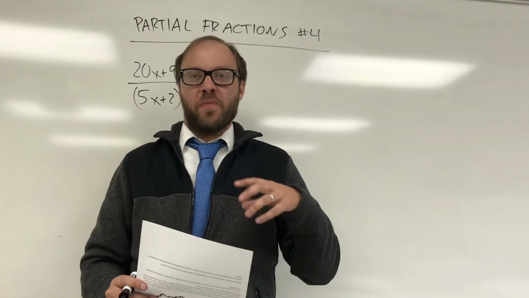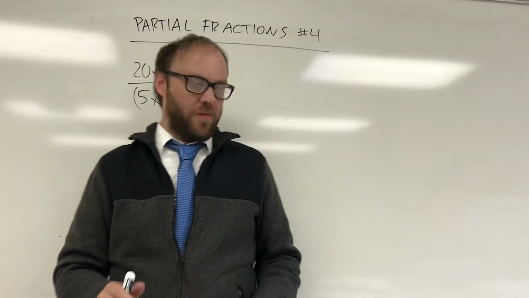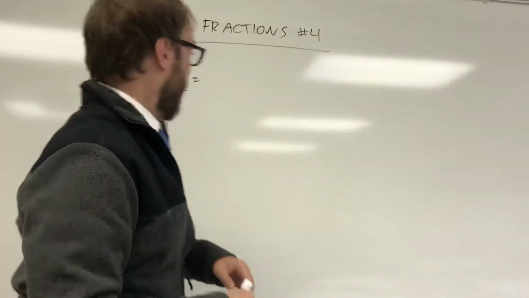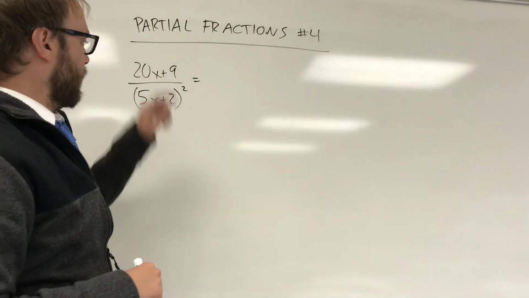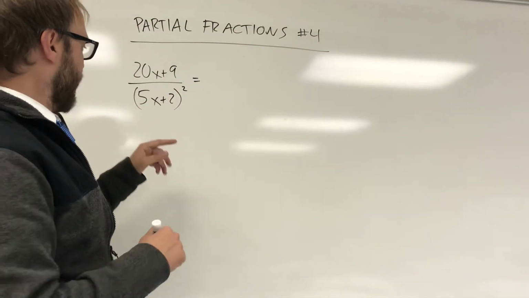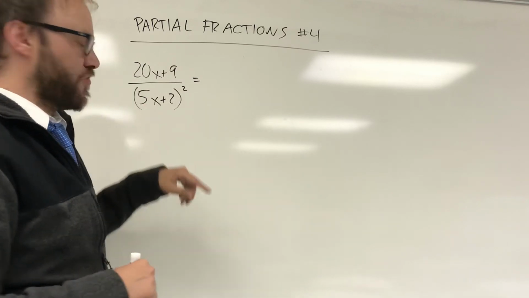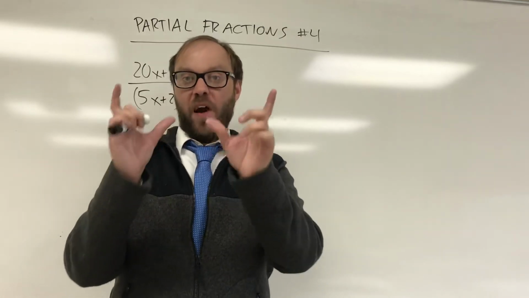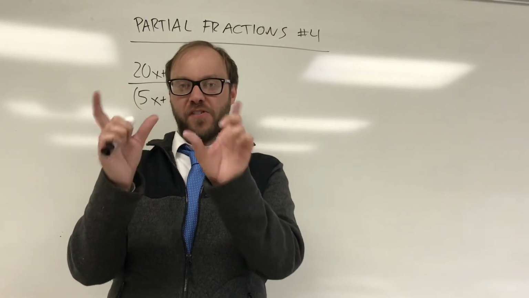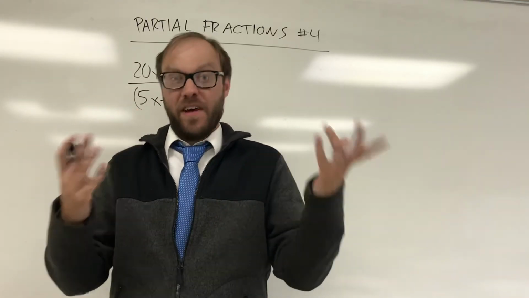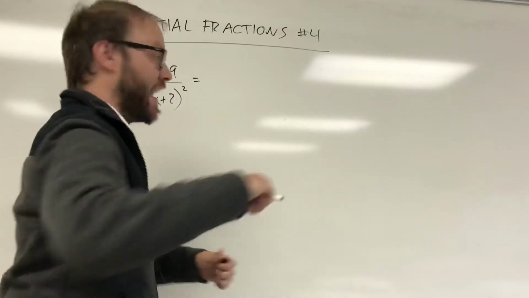I had some questions about number 4 on the partial fractions worksheet, so I want to take a look at that one right now. The original fraction was 20x plus 9 over the quantity, I think it was 25x squared plus 20x plus 4. It's a perfect square. I factored it as the quantity 5x plus 2 times the quantity 5x plus 2 because you've got to factor your denominator to be able to get started.